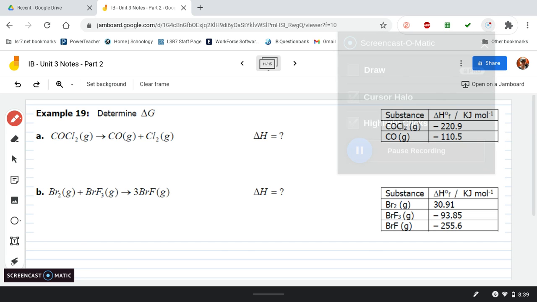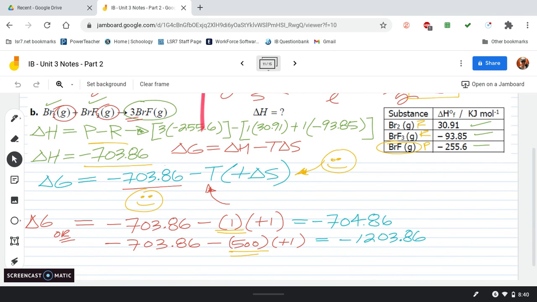Lost my screen there. I think I'm hitting the keys on the back of the tablet and it's doing something. But anyway, lost my screen for a minute, but we're back.